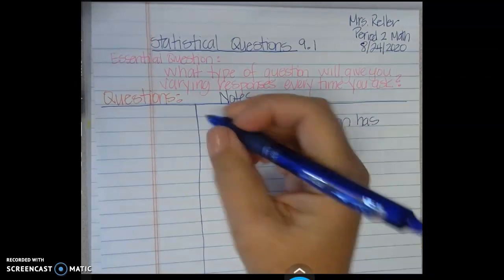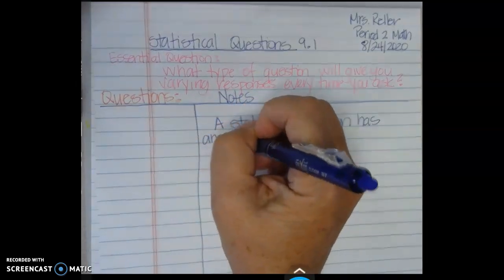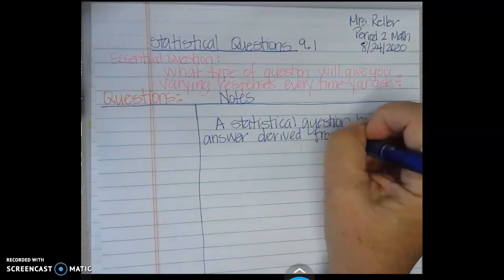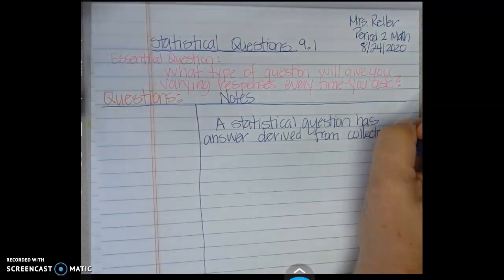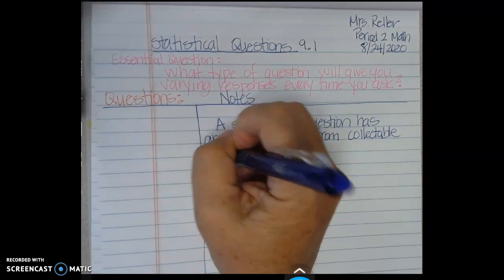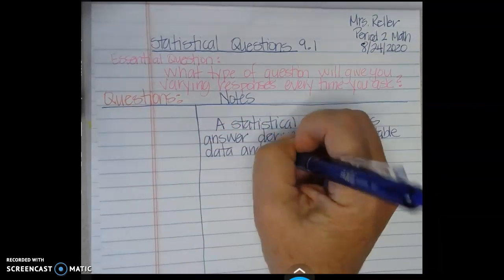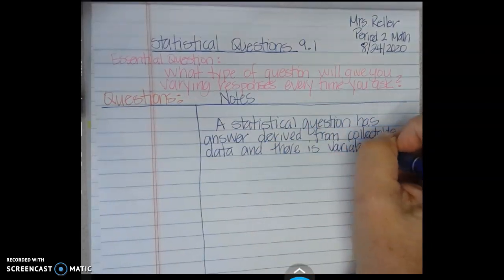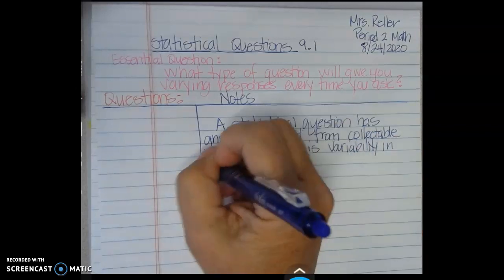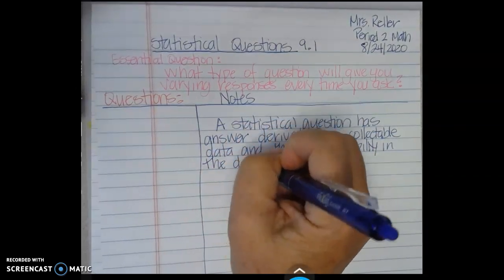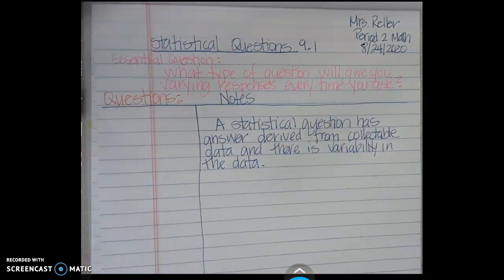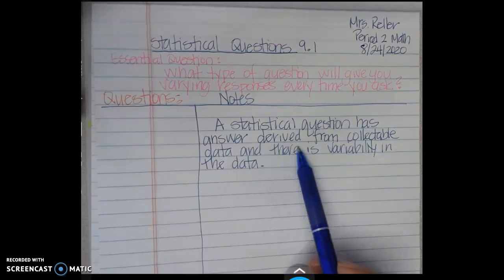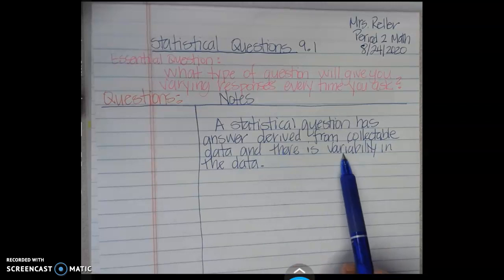A statistical question has an answer derived from collectible data, and there is variability in the data. I'd like to remind you that you can pause this video at any time so that you can write this down at your own speed. So a statistical question has an answer derived from collectible data, and there is variability in the data.